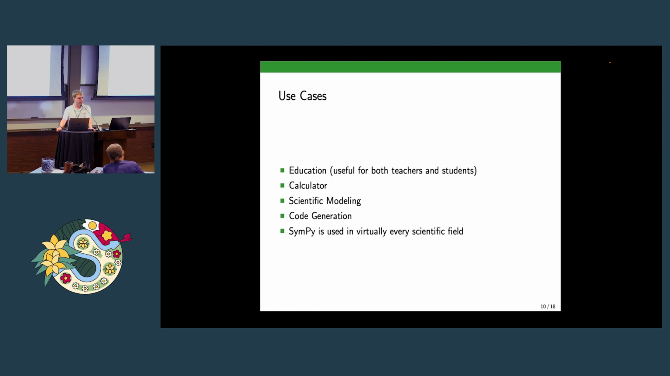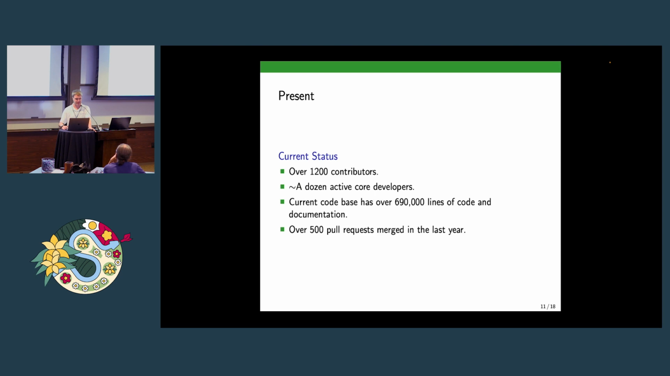People use it in actual science to model their scientific problems and help them understand their problems. And we'll get into that a little bit with this code generation idea, where you can take a SymPy mathematical equation and convert it into code that can run that same equation and generate numerical outputs. And so SymPy ends up being used in virtually every scientific field, because any field that basically uses mathematics can potentially make use of SymPy.